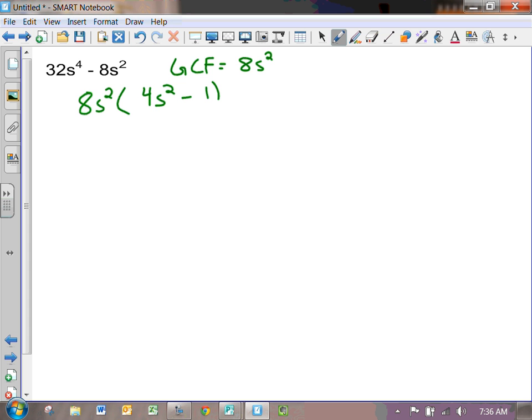And now we have to factor this out. And you can see again it's a difference of two squares, 4s squared minus 1. So 8s squared times 2s minus 1 and 2s plus 1. And you're done.